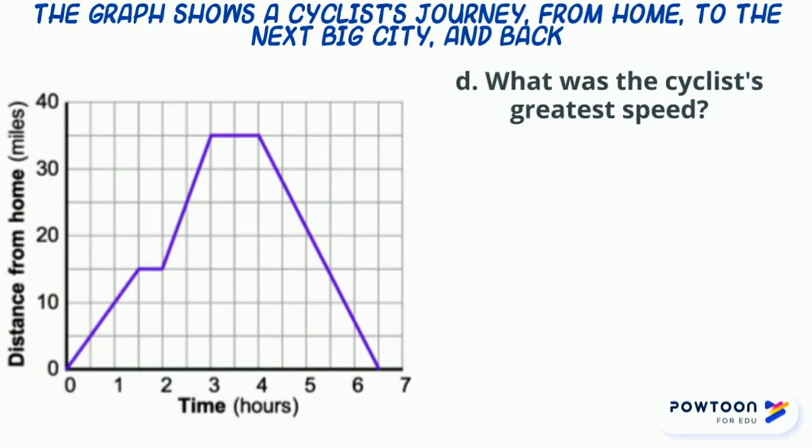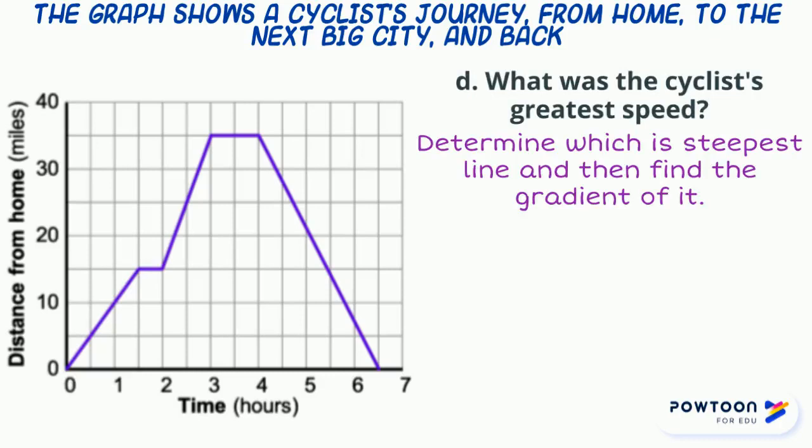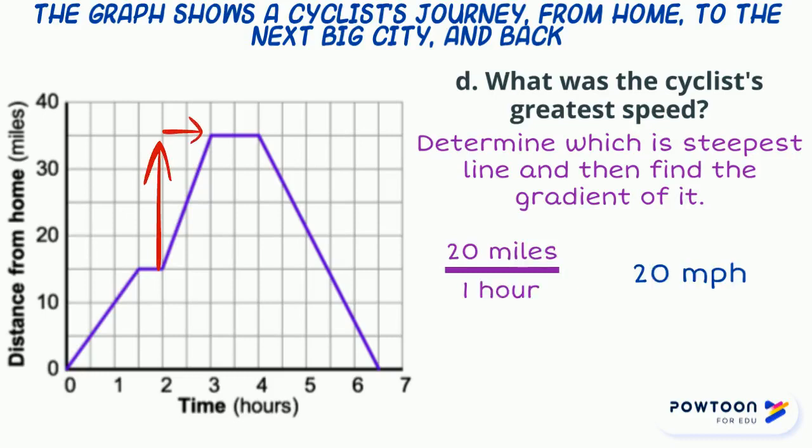To figure out the greatest speed, we again need to figure out which one is the steepest line. In this case, it's the second diagonal line that is going up. Then we're going to just figure out the gradient for that. So you can see that it goes up 20 miles and it goes across that in 1 hour. So it's just 20 miles per hour. It'd be a good idea to actually pause the video now and complete questions 1 through 5 on your worksheet. And then once you're done those, you can come back, hit play, and we will go through examples 3 and 4.